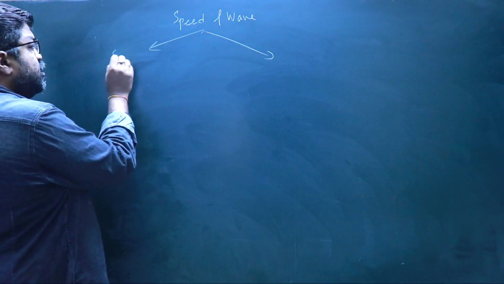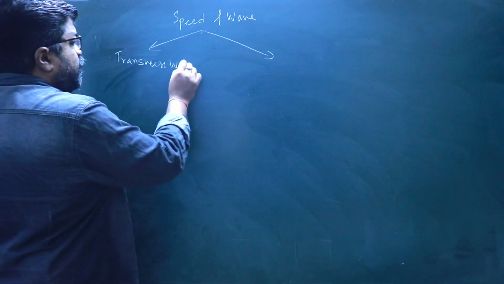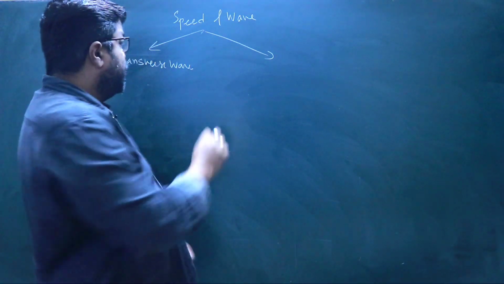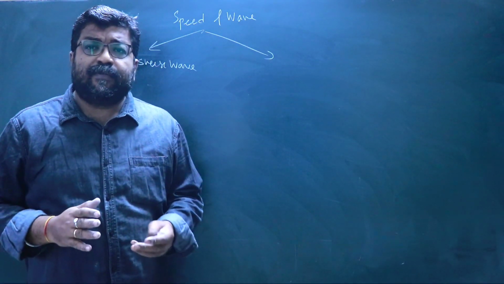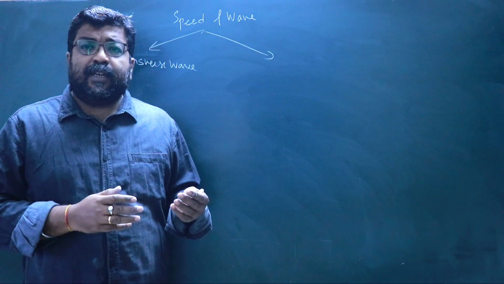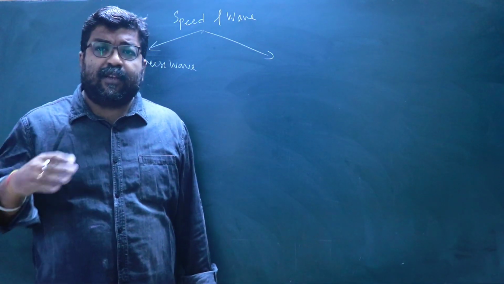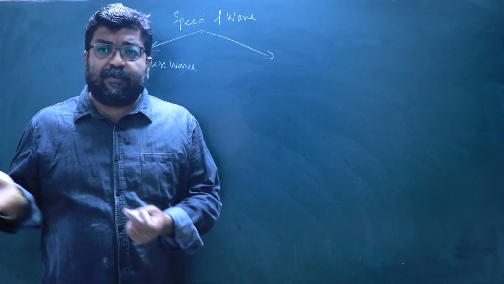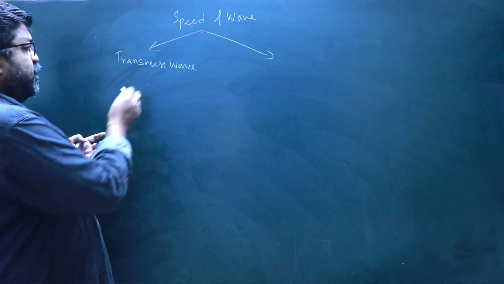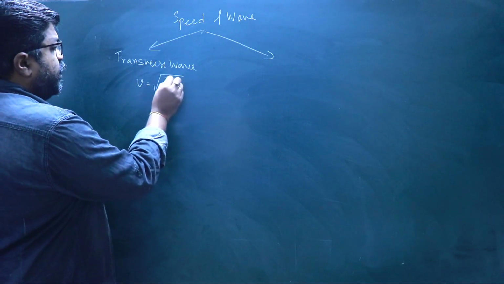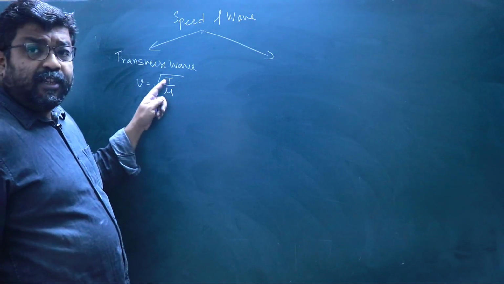Now for the transverse wave. In class 11, when we are dealing with transverse waves, we are studying transverse waves in strings. Transverse waves in the case of light, we will be studying in class 12, that is a part of the class 12 syllabus. So for a transverse wave in a string, the formula is v is equal to square root of T by mu. v is the speed, T is the tension in the string.